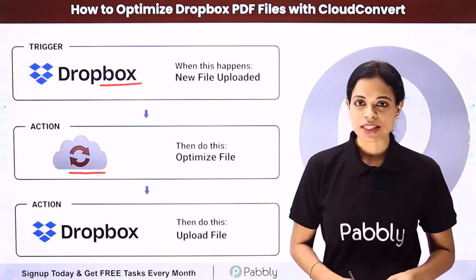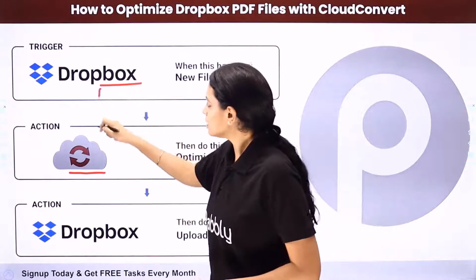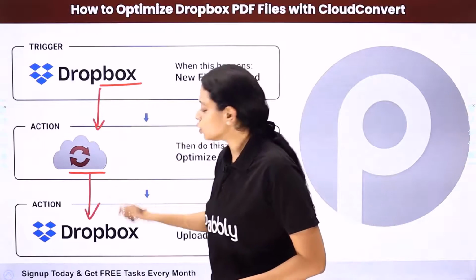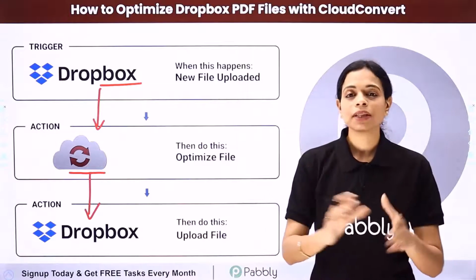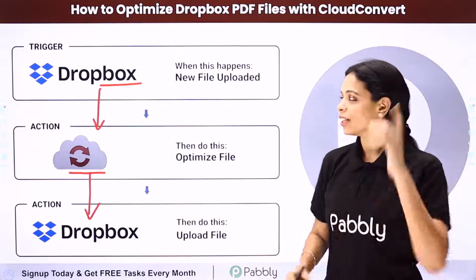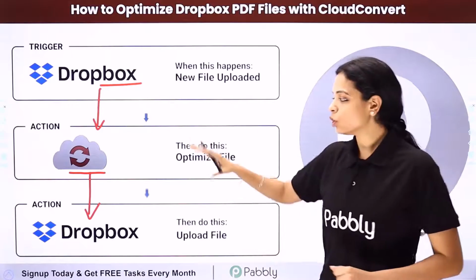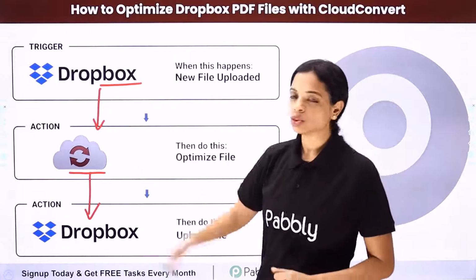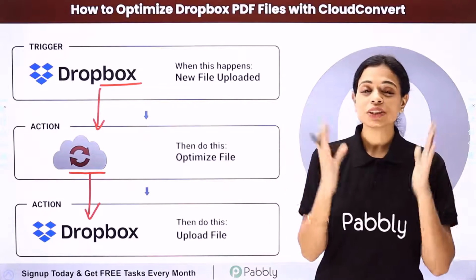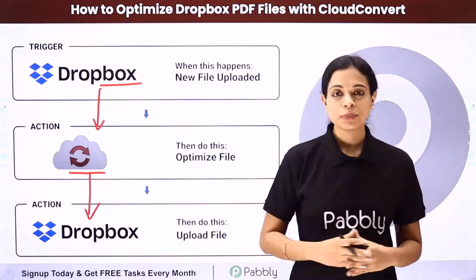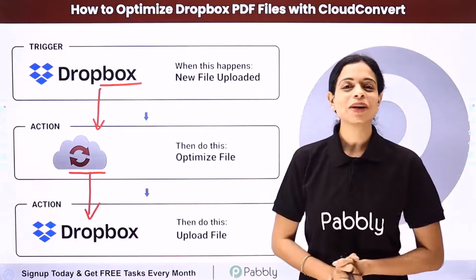Now how can you do this? For this you will have to automate this entire process and integrate the two applications. And the same thing can be done using Pabbly Connect software. Here your trigger application would be Dropbox, and then your action application would be CloudConvert, then again Dropbox. Now how can you do this yourself, integrate and automate this entire process? To understand that, let me take you to my screen.